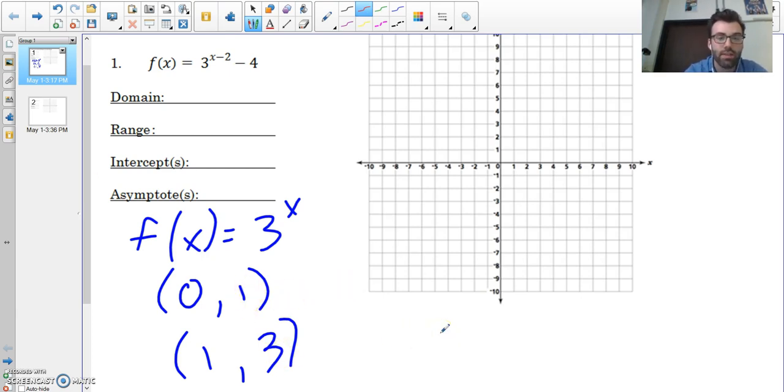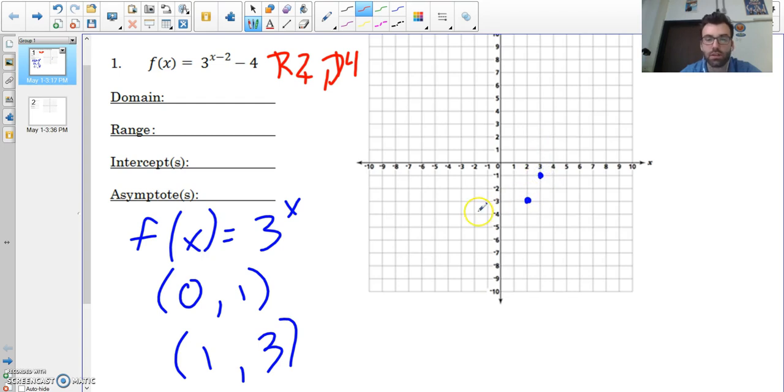In this graph, what am I going to do? This minus 2 shifts me to the right 2. This minus 4 on the outside shifts me down 4. So I'll start at 0, 1. Go right 2, 1, 2, down 4, 1, 2, 3, 4. Make a dot. Start at 1, comma 3. Right 2, 1, 2, down 4, 1, 2, 3, 4.